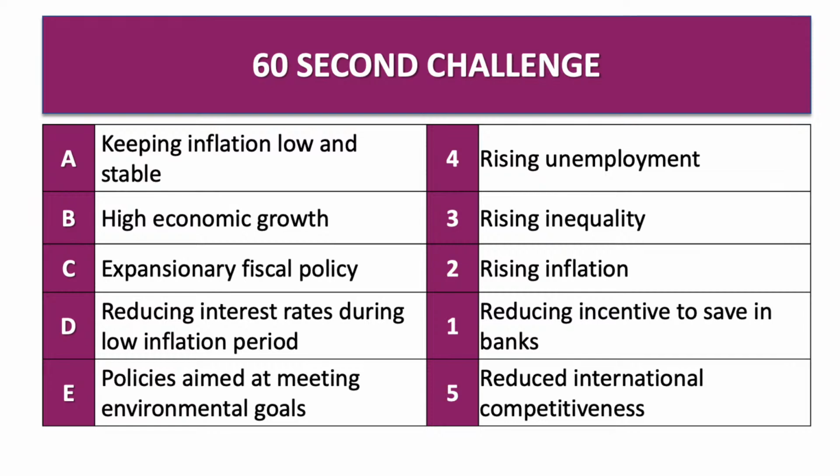Expansionary fiscal policy, we're normally talking about cutting taxes or raising government spending, which could shift your aggregate demand curve, and that could cause demand pull inflation. Cutting interest rates during a low inflation period would reduce the incentive to save in banks. We know savings are very important for funneling through to investment.